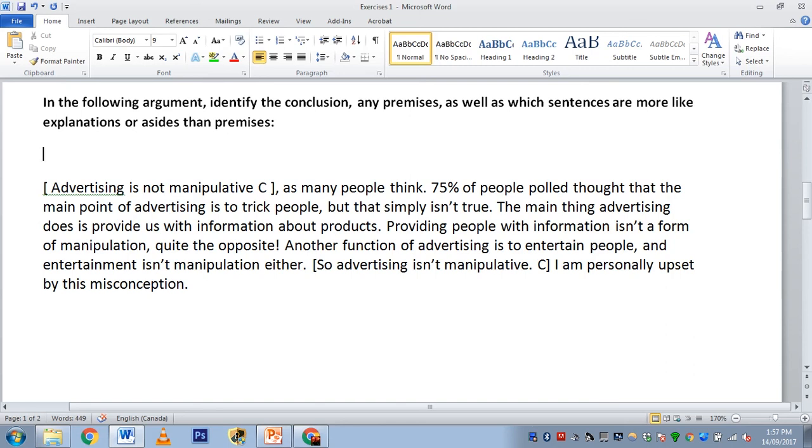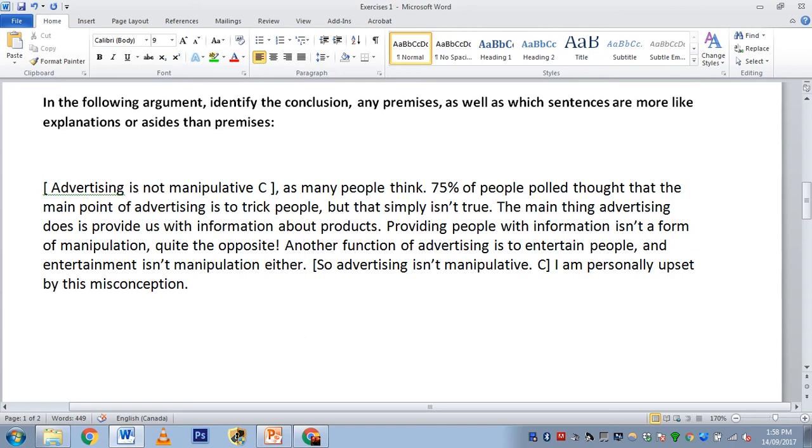Right, the next one is the main thing advertising does is provide us with information about products. That's a premise, right? That is a reason to believe that advertising is not basically manipulative, if it's true, of course. It seems obvious that that's not really true to me. To my mind, it seems quite obvious that the main function of advertising is not just providing info. But it used to be, right? The ads used to have lots and lots of detail about the products. Now they're really just branding or whatever. So providing people with information isn't a form of manipulation, quite the opposite.